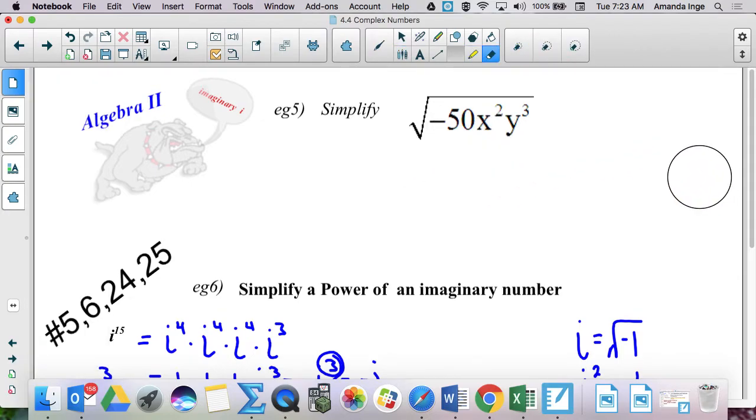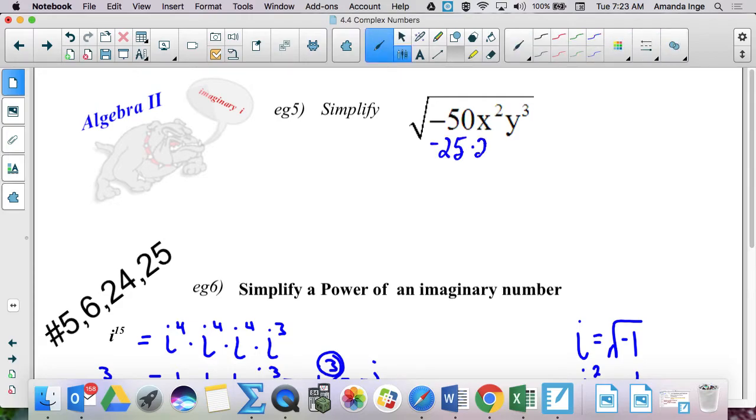So my next example, -25 times 2 gives me 5i, then x, and then y, square root of 2y. But we still need to remember our even odd, so we have an absolute value here.